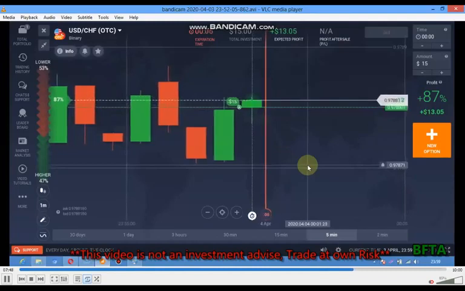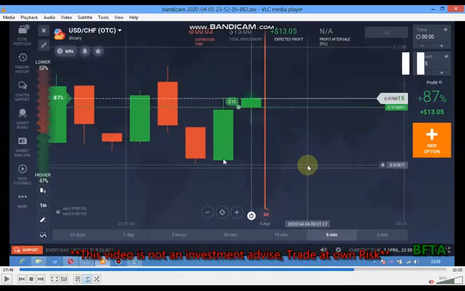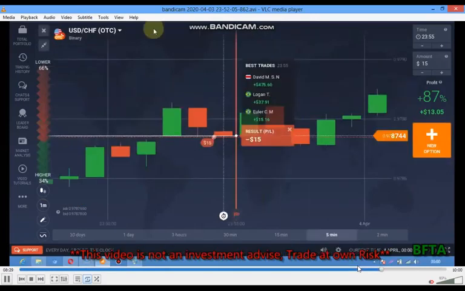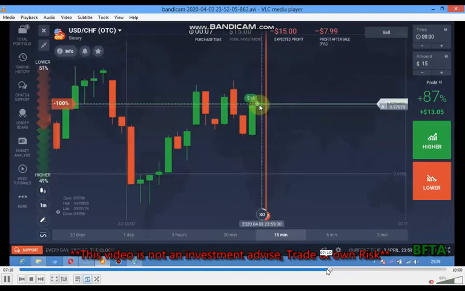Now a continuation sign. A continuation sign after this strong bullish candle, a bullish engulfing and a minor uptrend, telling you that it will continue to this level. A continuation sign, that is a spinning top candle. You can see that the candle starts for me.